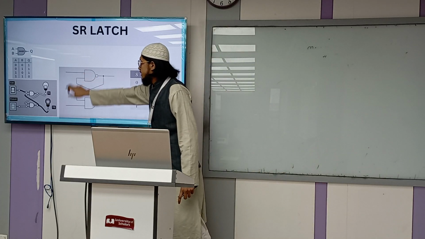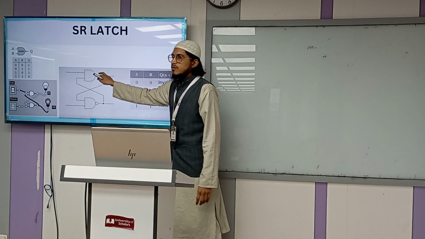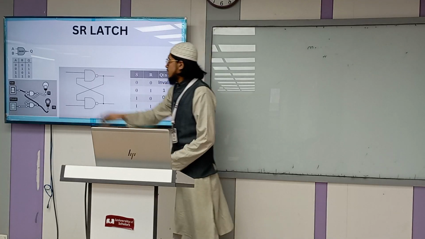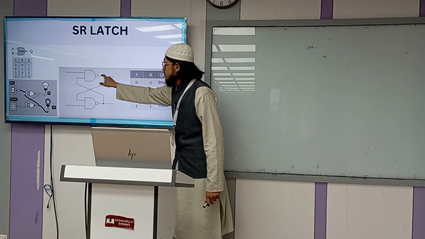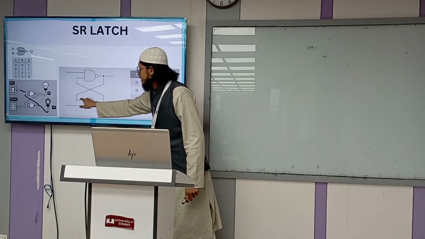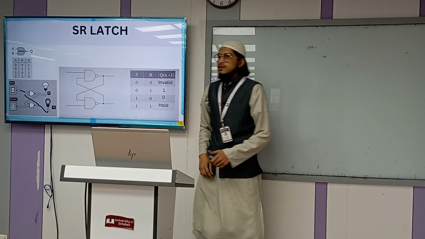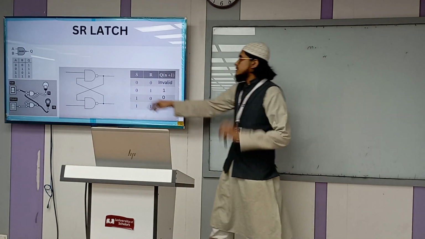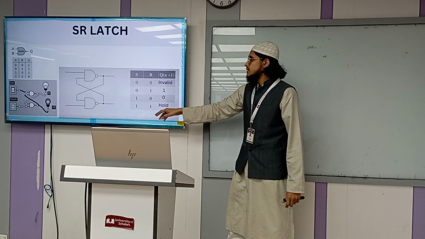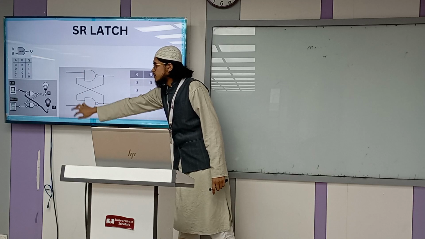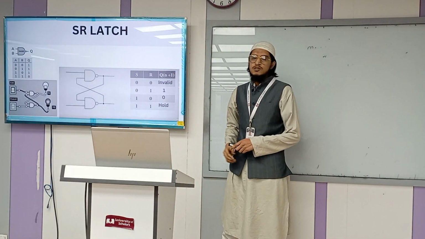If we have 1 here and 1 here, we don't know what is going to be our output. So we depend on our outputs only. We assume that here we have Q and here we have Q prime. So finally we will get the same output. That's why if we apply 1 1, we get the hold situation.